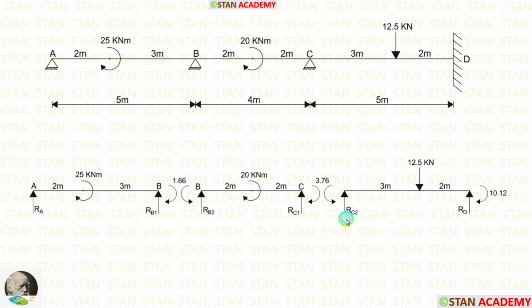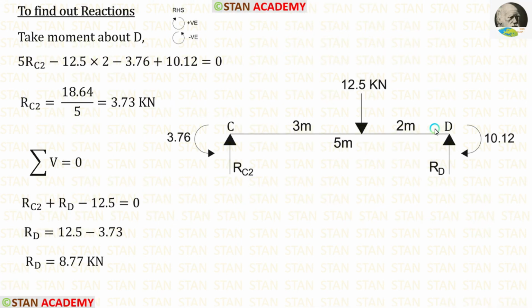Now, let us take the span CD and calculate the vertical reactions. In the span CD, there are two moments, MC, which is acting in the anticlockwise direction, and MD, which is acting in the clockwise direction. By taking moment about D, we can calculate RC2, which is equal to 3.73 kN. By applying this rule, we can calculate RD, which is equal to 8.77 kN.